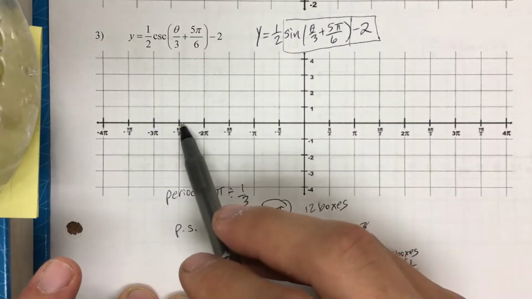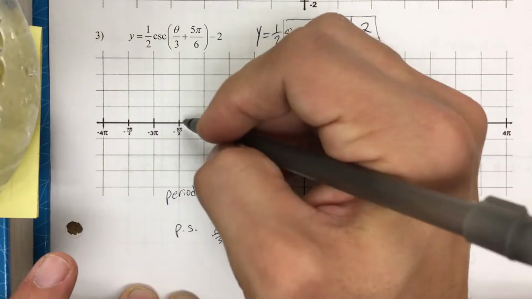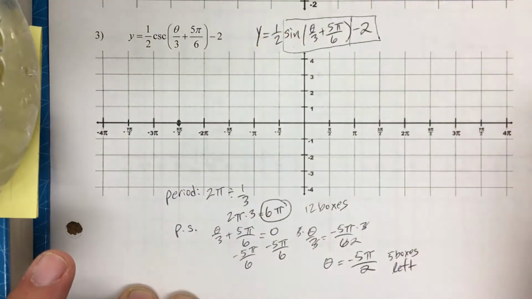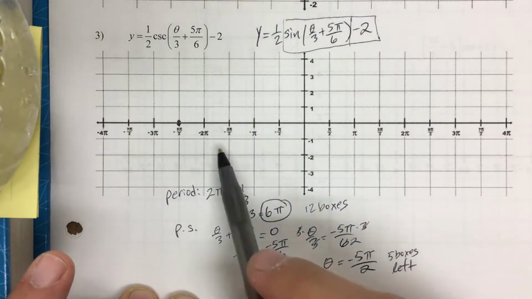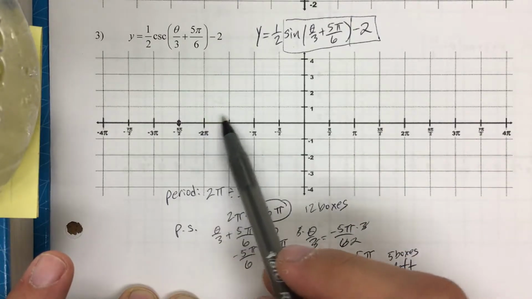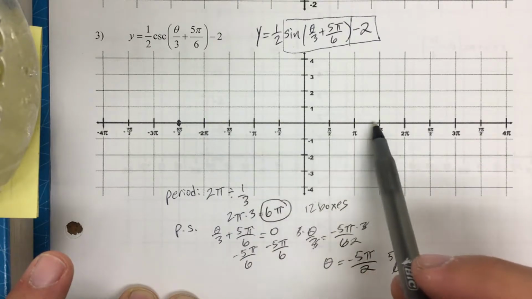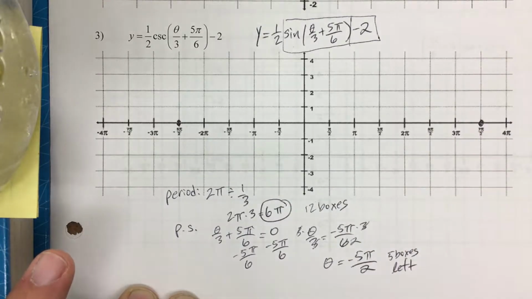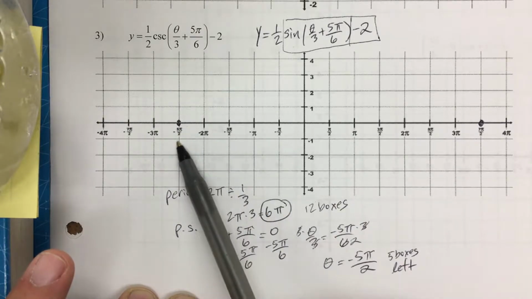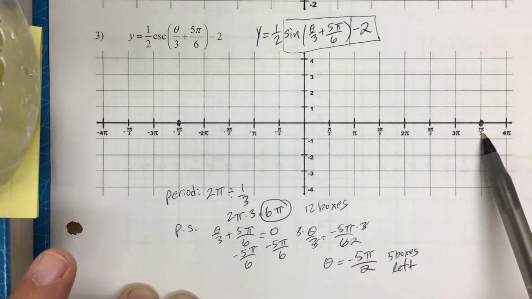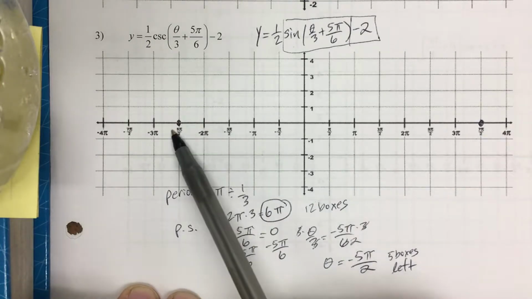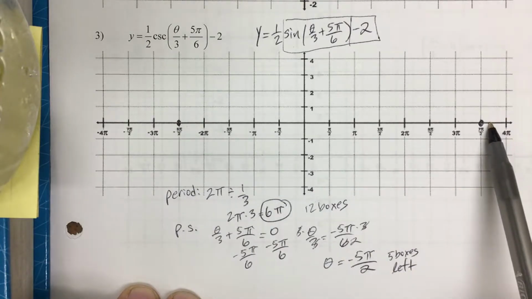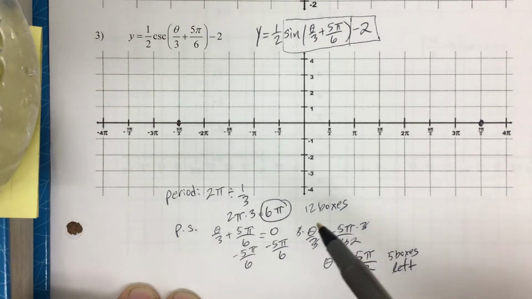We notice that when we're graphing sine, we have 3 x-intercepts. My starting point is an x-intercept. I'm going to go 12 boxes over, and that's going to be an x-intercept. 1, 2, 3, 4, 5, 6, 7, 8, 9, 10, 11, 12. What I'm doing here is taking this value and adding 6 pi to it. Negative 5 pi over 2 plus 6 pi gives me 7 pi over 2. Halfway between the starting point and the ending point of my one period is my midpoint, and my midpoint is also an x-intercept.